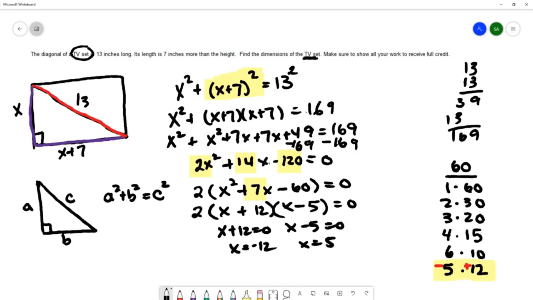And remember that we defined x to be the height of this television set. It doesn't make sense to have a negative height. So we're going to use the height of 5 inches. And then the length of that television set will be 5 plus 7, which will be 12 inches. So we have the dimensions being 5 by 12.